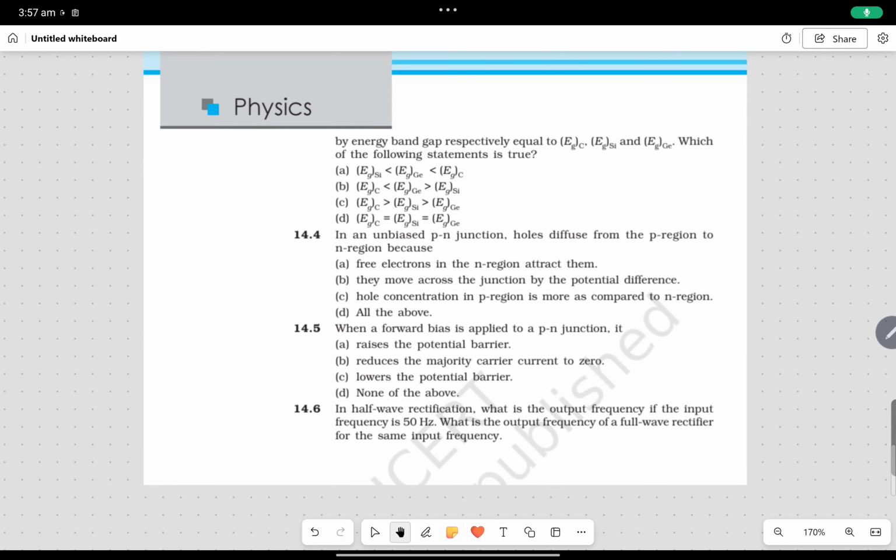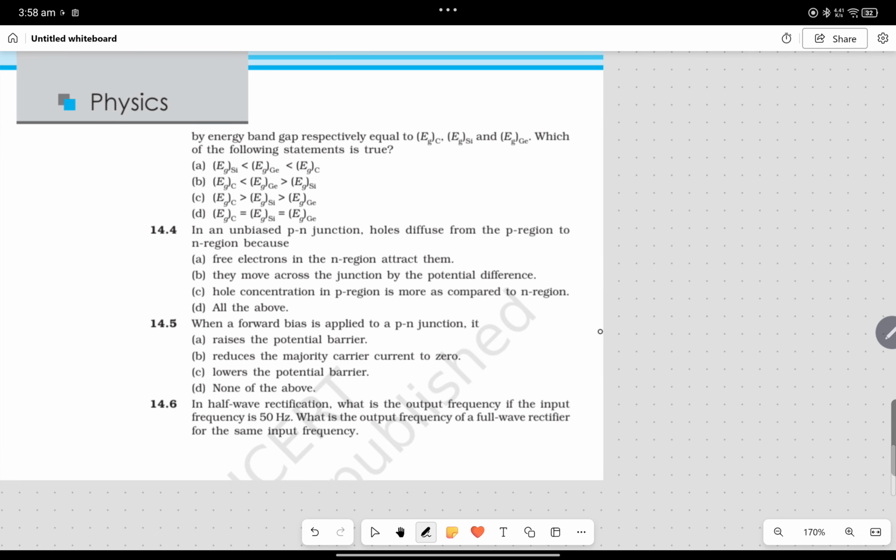So this is question number 14.5, and in particular this question asks: when a forward bias is applied to a PN junction, does it raise the potential barrier, reduce the majority carrier current to zero, lower the potential barrier, or none of the above?